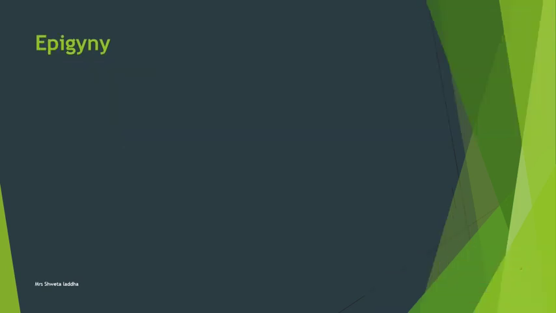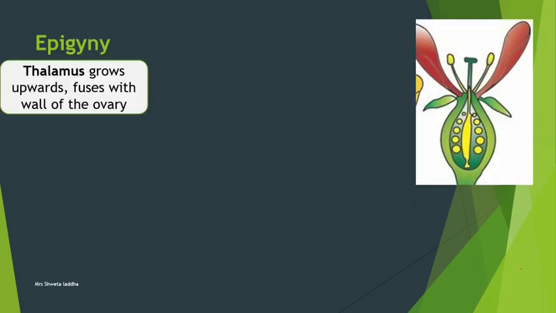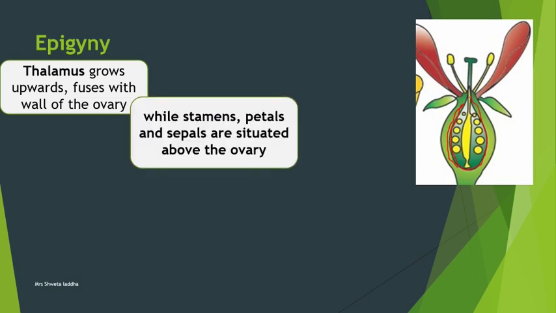The next we'll discuss is epigyny. Epi, above the gynoecium. So all the floral whorls are above the gynoecium. So how is the thalamus here? The thalamus is fusing upwards with the wall of the ovary. So this is the thalamus. It completely surrounds the wall of the ovary and it fuses at the top, as you can see in the picture. The stamens, the petals, the sepals are above the ovary.